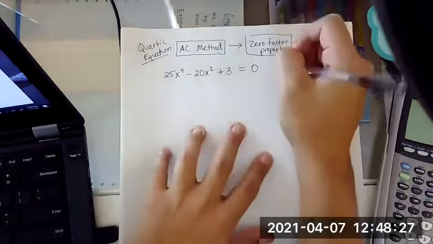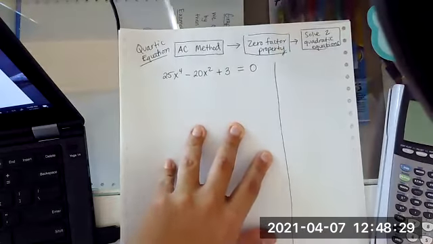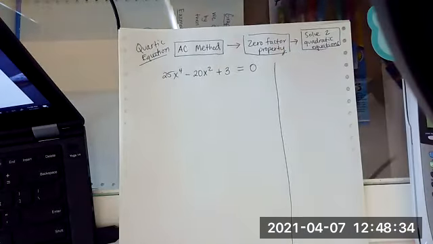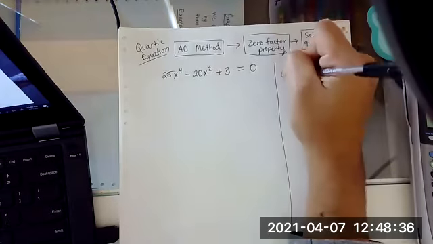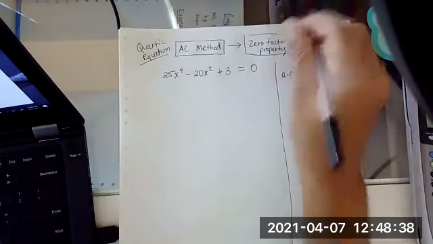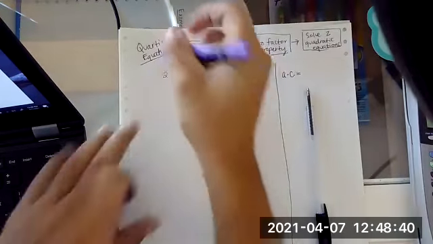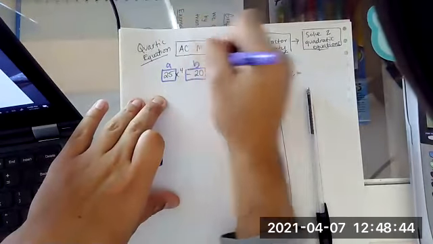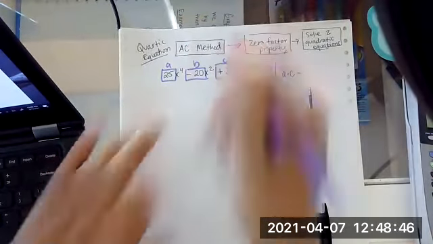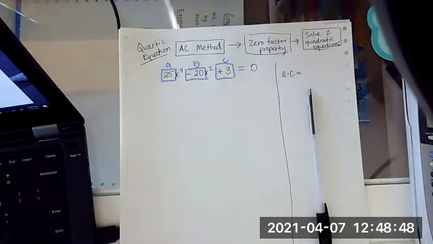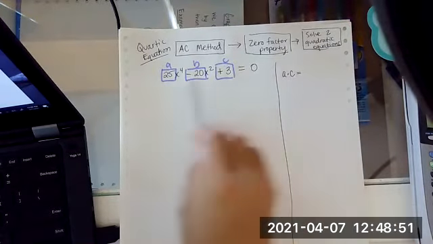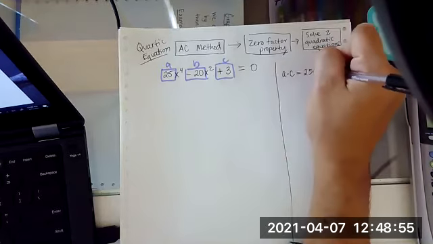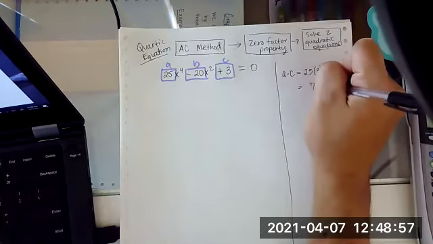So will somebody please tell me what the first step of the AC method is? The 25 times 3. Yeah. So we're going to multiply A times C. And the first step for some of you might just be to remember to label these things A, B, and C. But once you're comfortable labeling them A, B, C in your head, you're just going to grab A and C and multiply those. So we have 25 times 3, which is equal to 75, right?